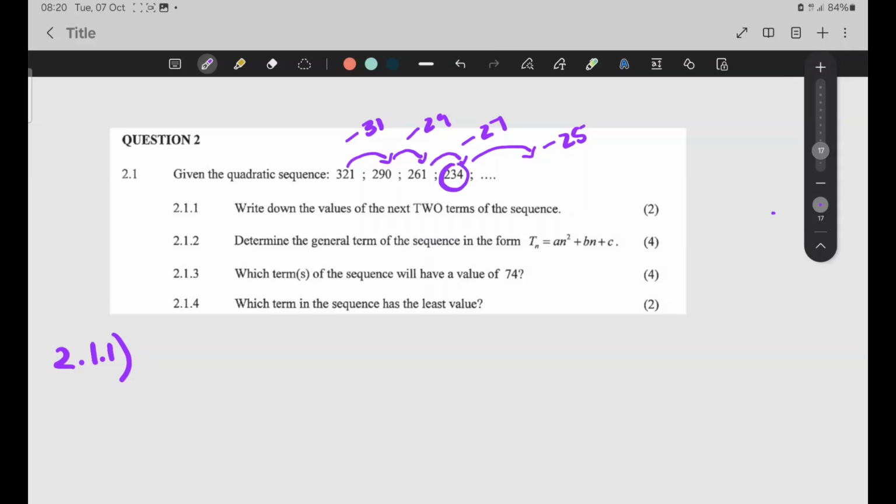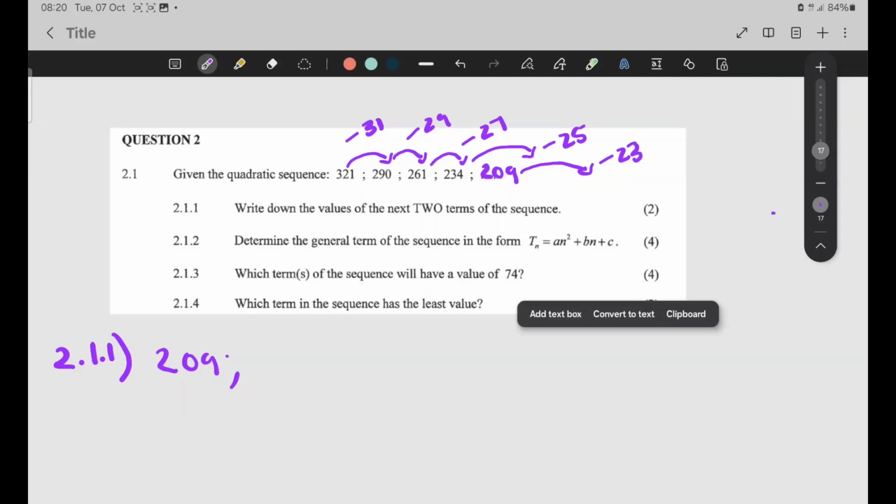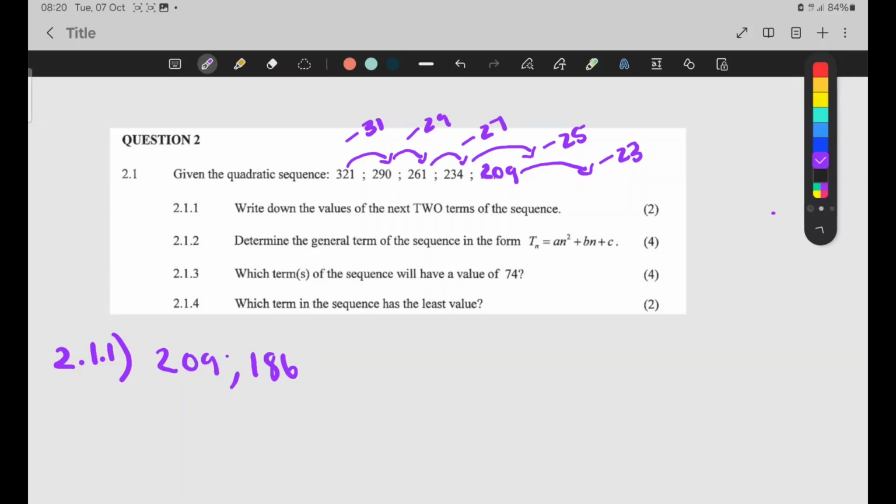So then I'm just going to say, minus 25. So I'm going to say 234 minus 25, and I get 209. And then 209 minus, now I'm going to minus 23. Do you see the pattern there? So 209 minus 23 will give me 186. And that is the next two terms. So that's how you will get 2 marks over there. 1 for this, 1 for that.